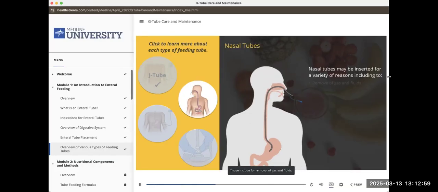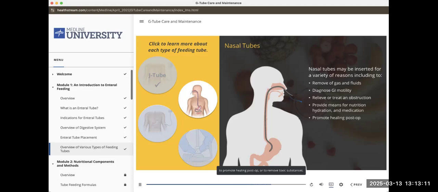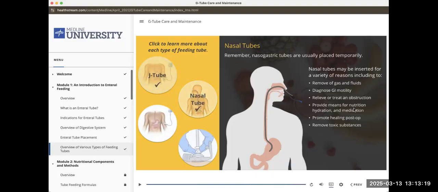Those include removal of gas and fluids, to diagnose GI motility, to relieve or treat an obstruction, to provide means for nutrition, hydration, and medication, to promote healing post-op, or to remove toxic substances. Remember, nasogastric tubes are usually placed temporarily.